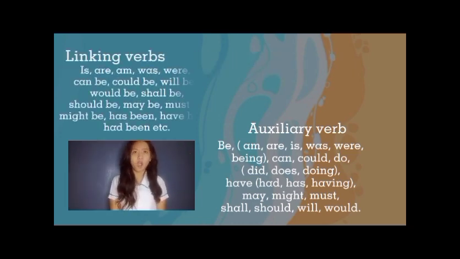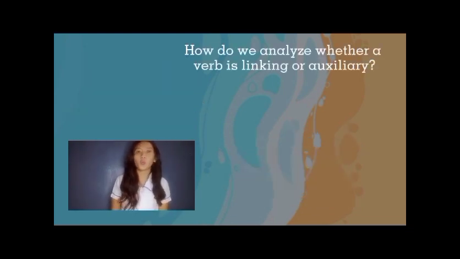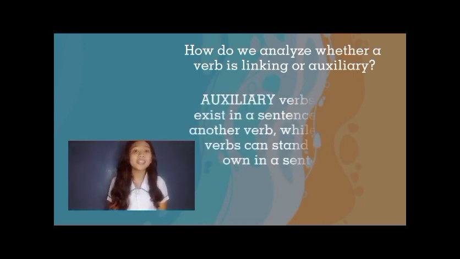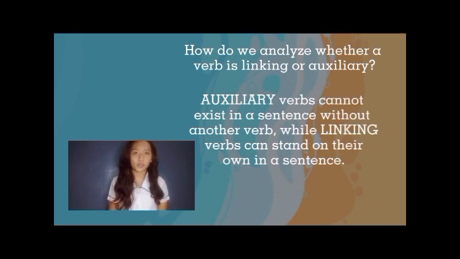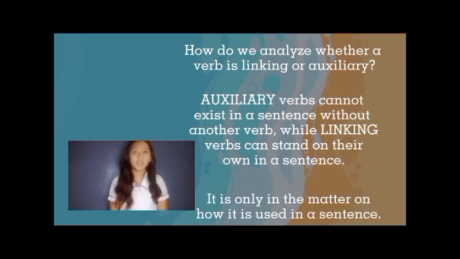As you have noticed, all the auxiliary verbs are very similar to most linking verbs, so it might get a little bit confusing. However, there is a way to analyze whether a verb is linking or auxiliary. So how do we analyze whether a verb is linking or an auxiliary? Auxiliary verbs cannot exist in a sentence without another verb, while linking verbs can stand on their own in the sentence. It is only a matter of how it is used in a sentence. The word can be an auxiliary verb or a linking verb depending on how it is used in a sentence.